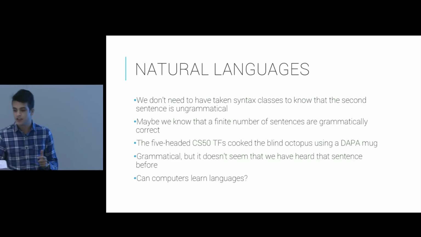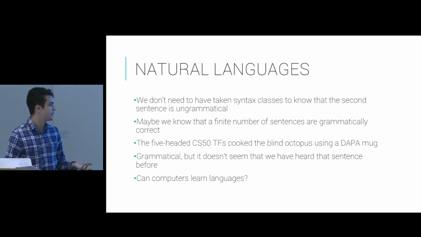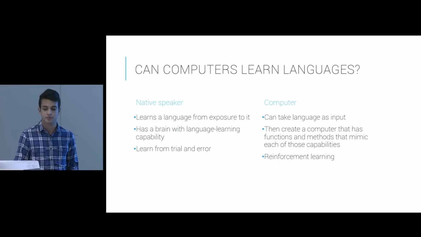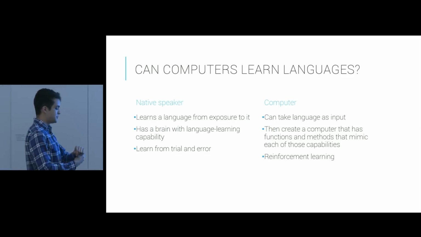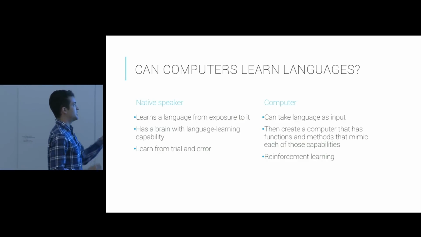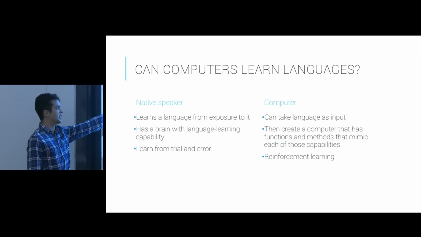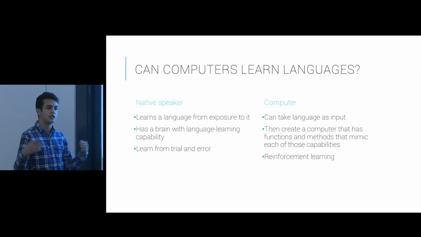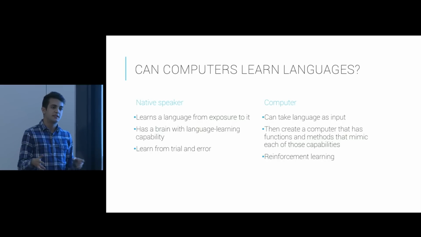So then the question is, how can computers learn languages? Can we teach languages to computers? Let's think of the difference between a native speaker of a language and a computer. What happens to the native speaker? Well, the native speaker learns a language from exposure to it, usually in early childhood. So basically you just have a baby and you keep talking to it and it just learns how to speak the language, right? So you're basically giving input to the baby.